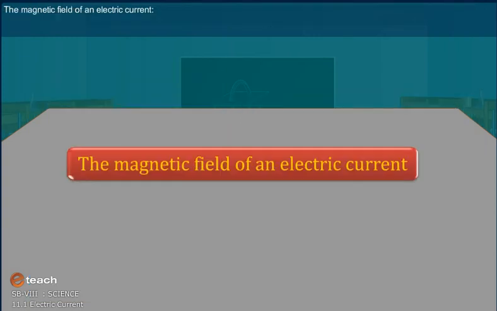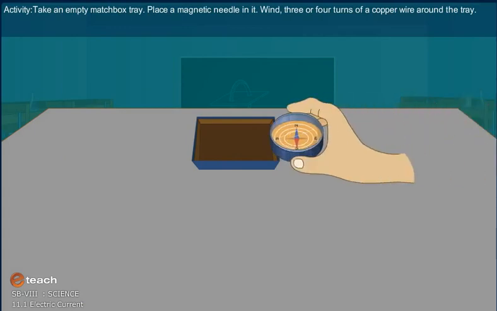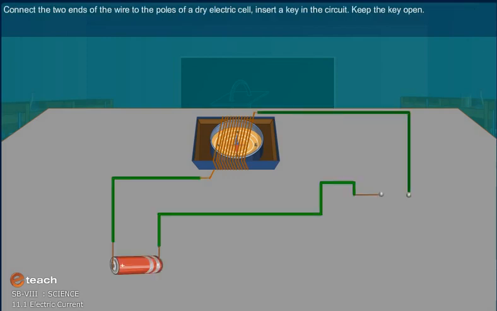The magnetic field of an electric current. Activity. Take an empty matchbox tray. Place a magnetic needle in it. Wind 3 or 4 turns of copper wire around the tray. Connect the two ends of the wire to the poles of a dry electric cell. Insert a key in the circuit. Keep the key open.